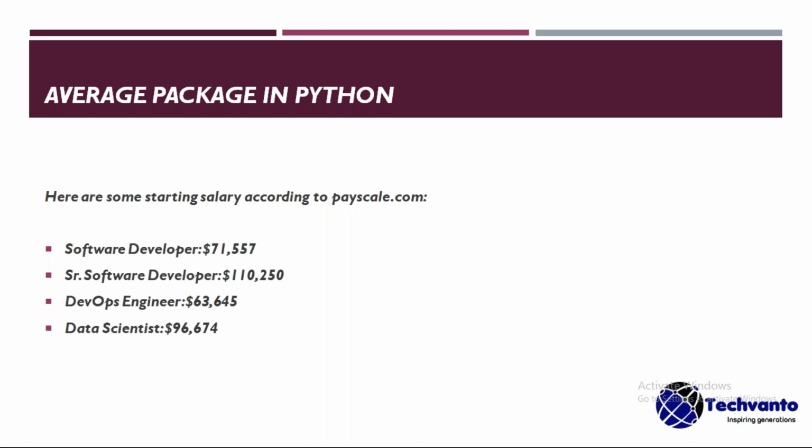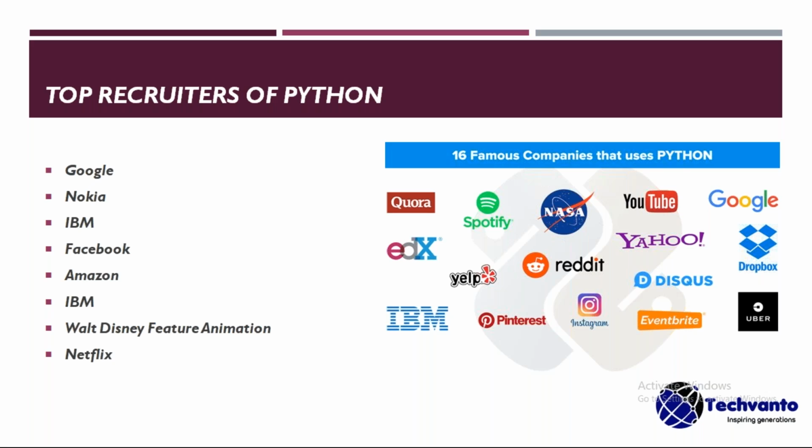And I want to discuss top recruiters in Python. Moving to the next slide, there are a lot of famous companies using Python, like Google, IBM, Facebook, Reddit, Yahoo, Dropbox, EDX, Netflix, and Amazon. A lot of companies are using Python. If you are really good in Python programming, or learn Python in a very good way, these companies will hire you.